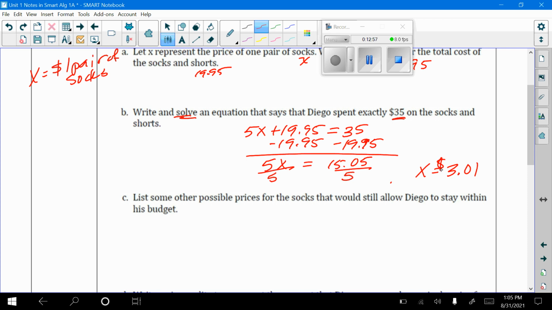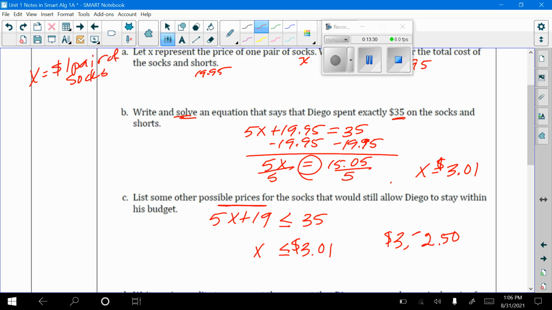List some other possibilities for socks that would still allow him to stay within his budget. So within his budget, I want that 5x plus 19.95 to be less than or equal to that 35 to be able to stay within that budget. So if I solve it, I change this sign here, and it would be x less than or equal to $3.01. So other possible prices would be anything less than 3.01. So $3, $2.50, $1, etc.